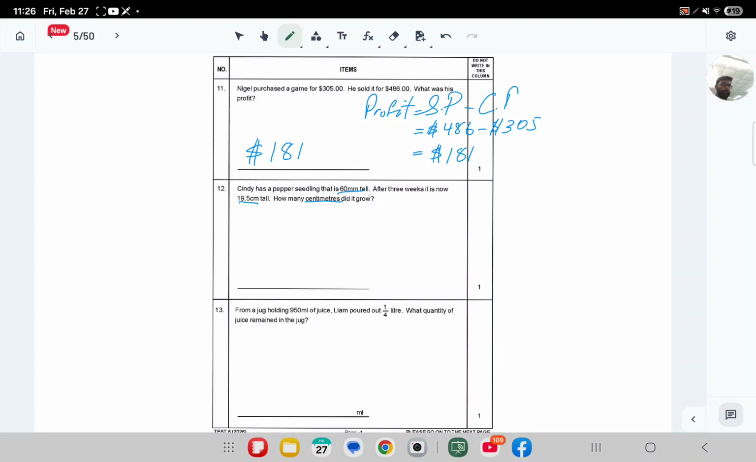So I will change the 60 millimeters to centimeters. We know that 10 millimeters is equal to 1 centimeter. So 60 millimeters would be 60 divided by 10, which is equal to 6 centimeters. I want to know the length that it grew. So it will be 19.5 centimeters, take away 6 centimeters, and that will leave us with 13.5 centimeters.